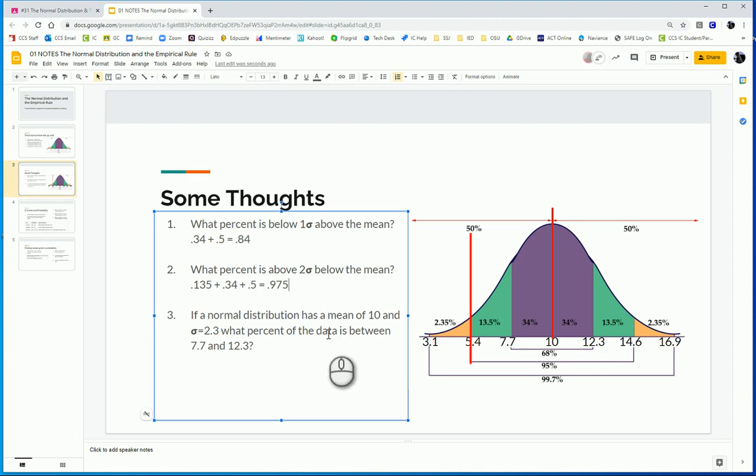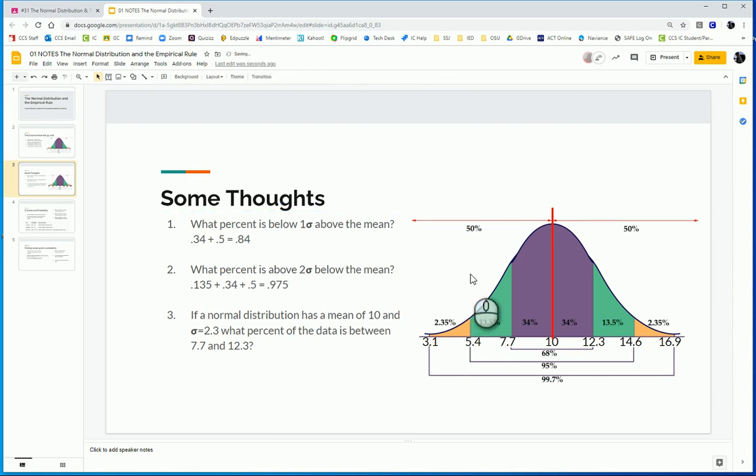Well, we can label our bell curve like this. Put the mean at the center, and then add 2.3 going up. So this would be plus 2.3 would be 12.3, plus another 2.3 would be 14.6, plus another 2.3 would be 16.9. And then going down, we just subtract. So 10 minus 2.3 is 7.7, minus 2.3 is 5.4, minus 2.3 is 3.1.